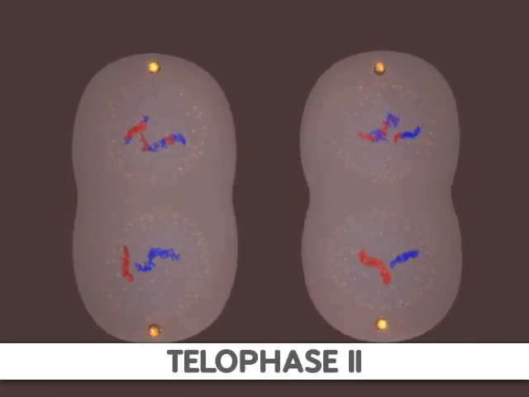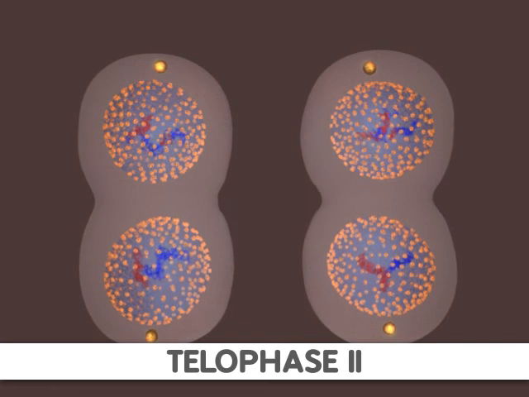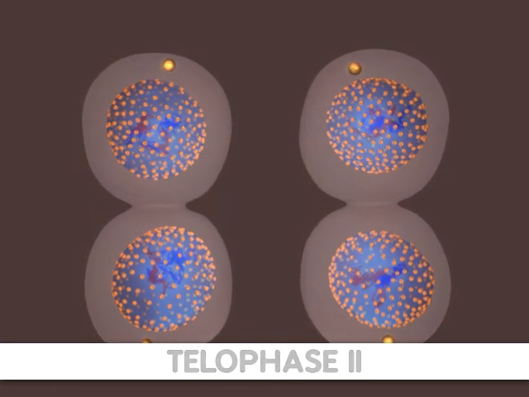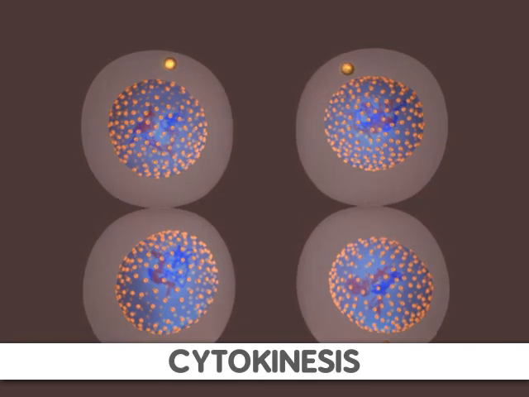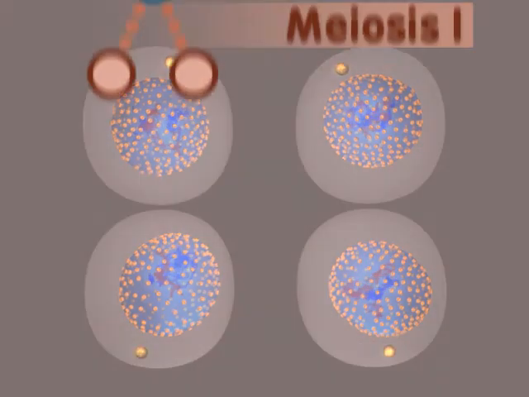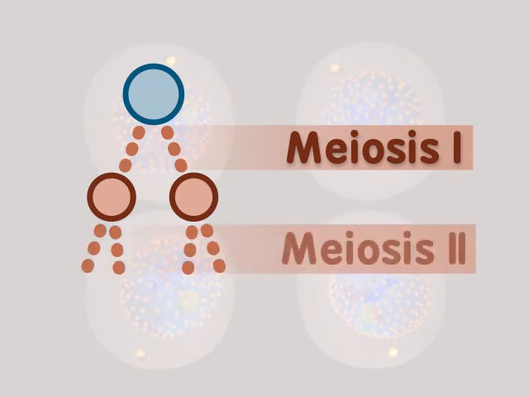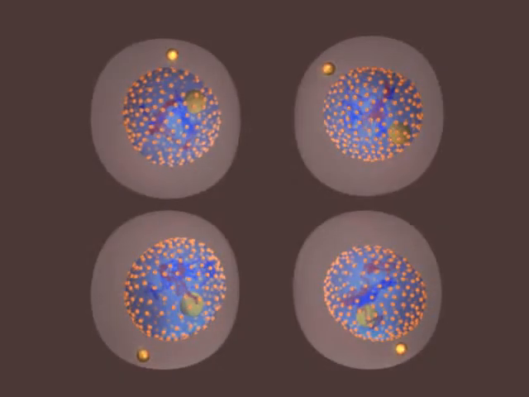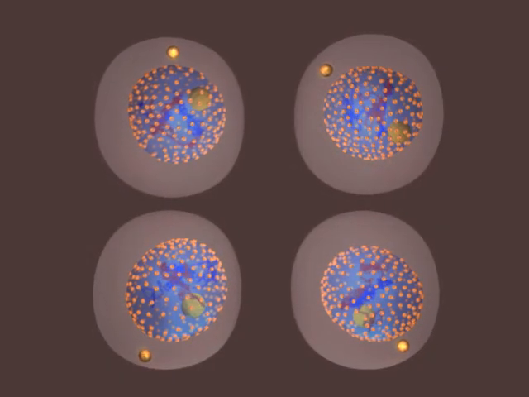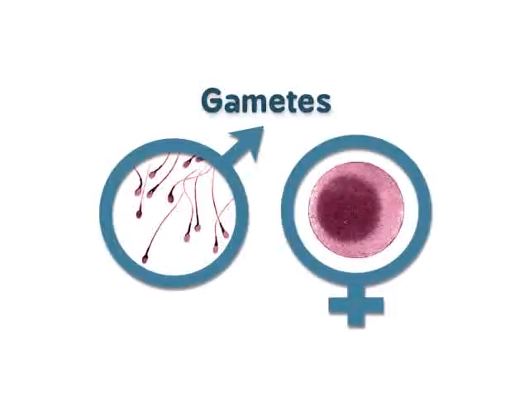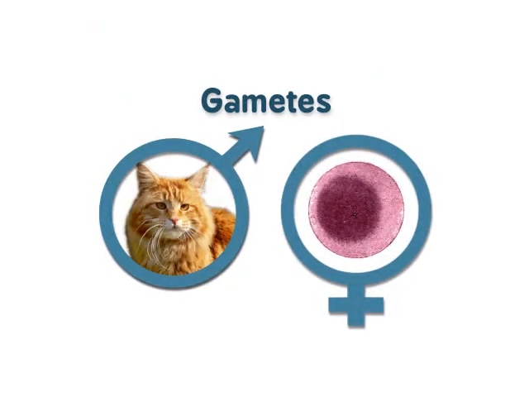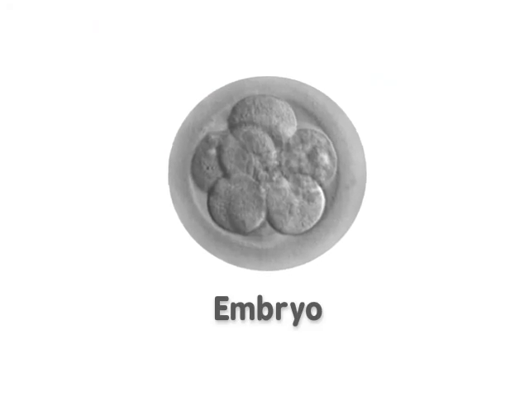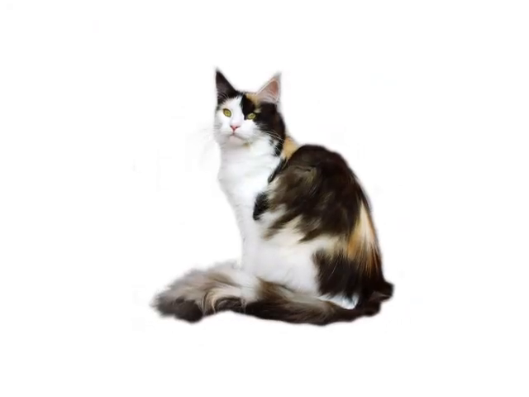In telophase 2, the nuclear membrane reforms and the cytoplasm is divided into the two haploid daughter cells. This division is called cytokinesis. Since meiosis 2 began with two cells, and each of those cells were split into two cells, we now have four unique haploid cells at the end of meiosis. These cells are gametes. Two gametes, one from a father and one from a mother, may fuse to produce a diploid embryo. The resulting embryo then grows through many cycles of mitosis.